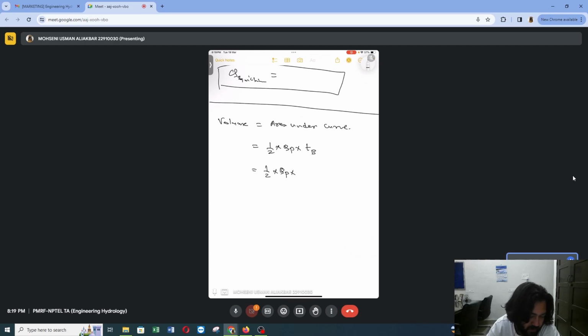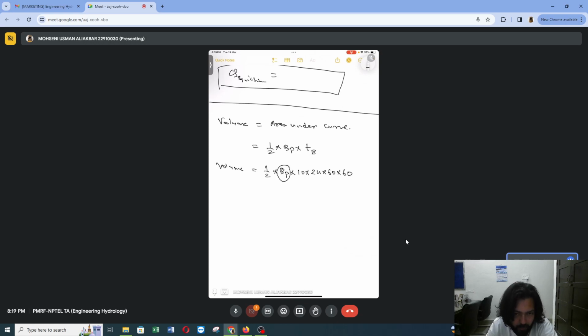So the base time they said is of 10 days, right? So 10 days means 10 into 24 into 60 into 60, so we are converting days into seconds. So this is the value of volume, and we don't know the value of QP.